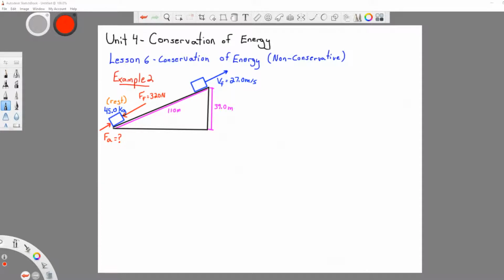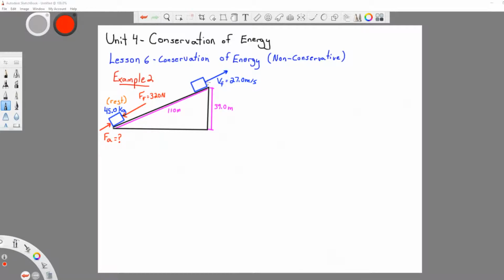In this lesson, Lesson 6, Conservation of Energy with some non-conservative values, meaning that there is work at play in these questions. This is example number 2, the second of two in Lesson 6, so the last example of this series. We've got a bit of a bigger problem here. I wouldn't say this problem is much harder, but there's just a lot going on in this diagram that I'm going to have to explain before I really start solving.